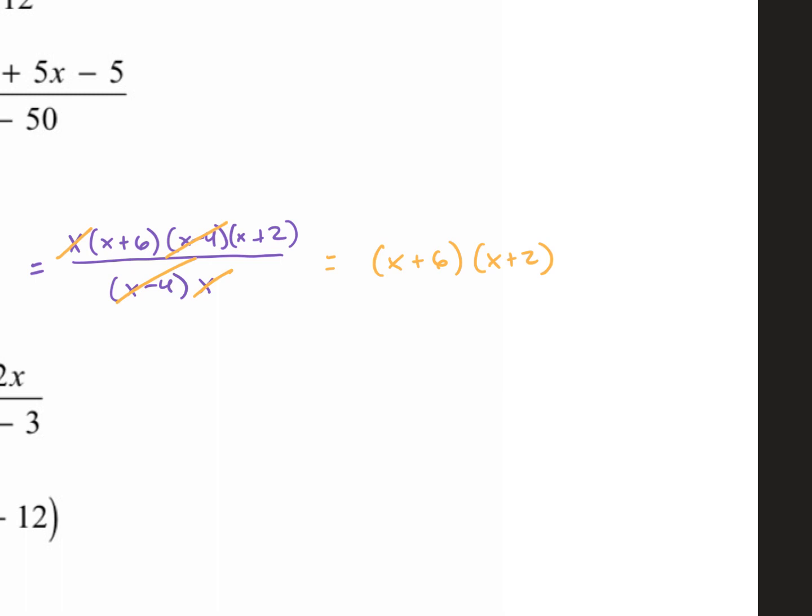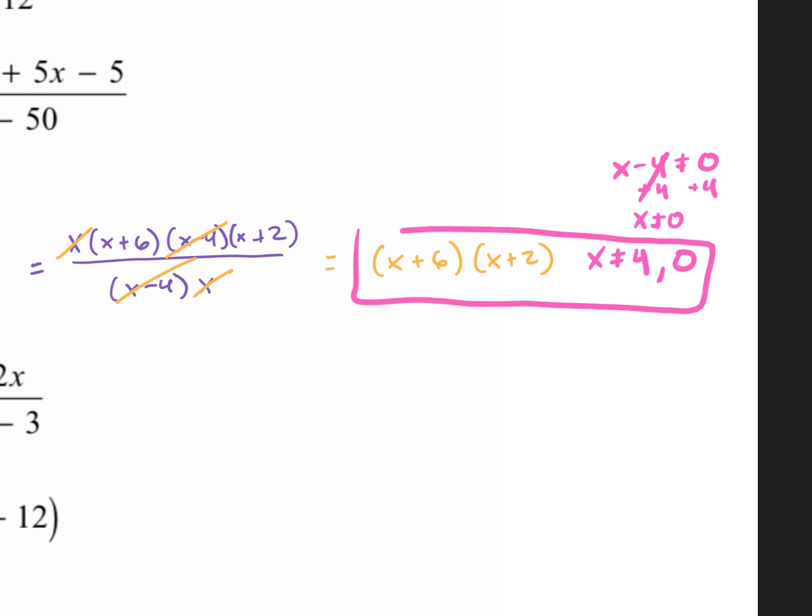What do I need to do next? Find the domain. So what did I cancel out? X minus 4. So x minus 4 does not equal 0. So we add 4 to both sides. So x does not equal 4. What else did I cancel out? X. We have to say x does not equal 0. So x does not equal 4 and 0. So this would be our answer.